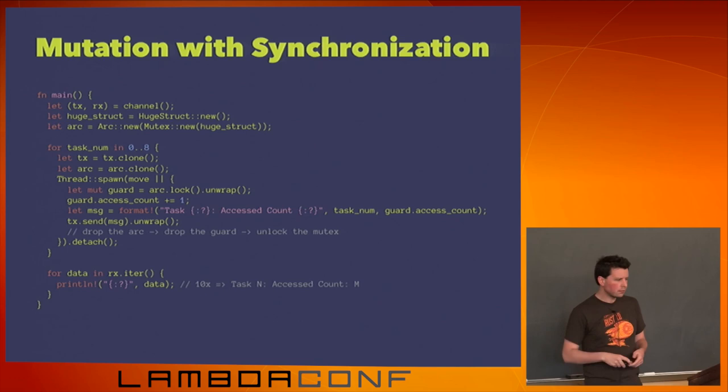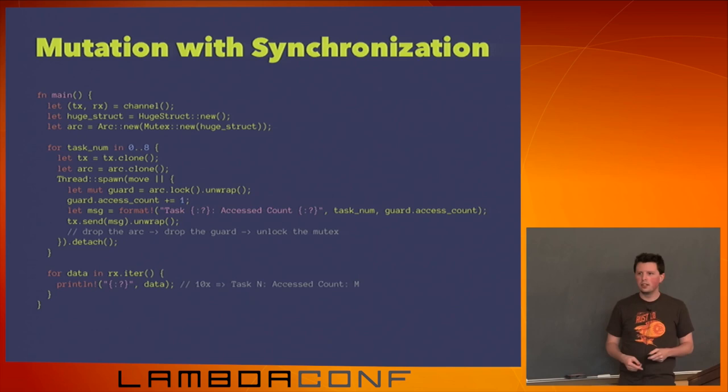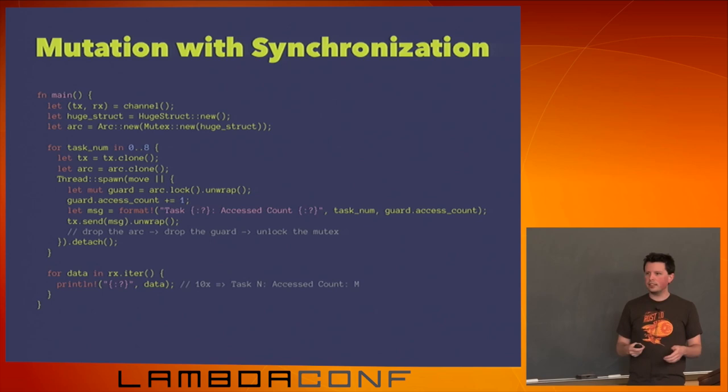By doing this, we know that each thread has access to the Mutex, and when we call lock on it, it'll give us back a guard, which is a structure that gives us access to the inside of that Mutex. We can go ahead and change things. We can mutate stuff because we know we have exclusive access to it after locking the Mutex. And then when that guard falls out of scope, it will unlock the Mutex for us.